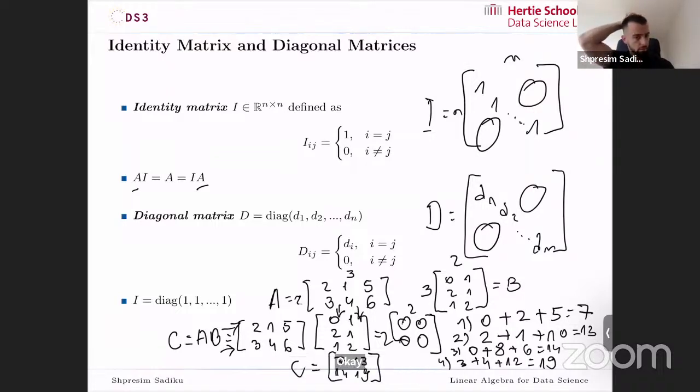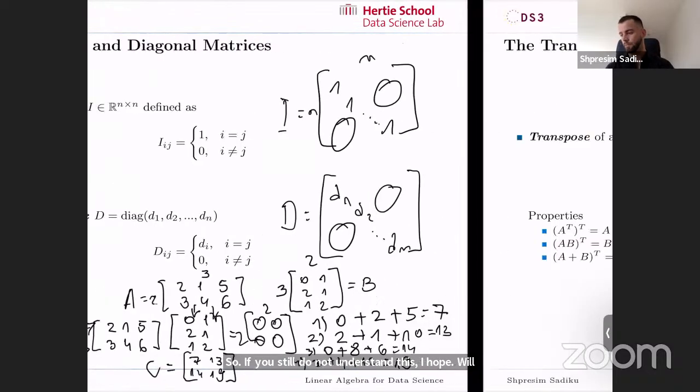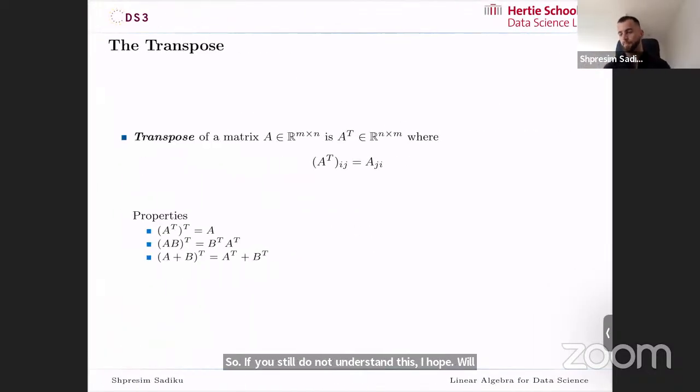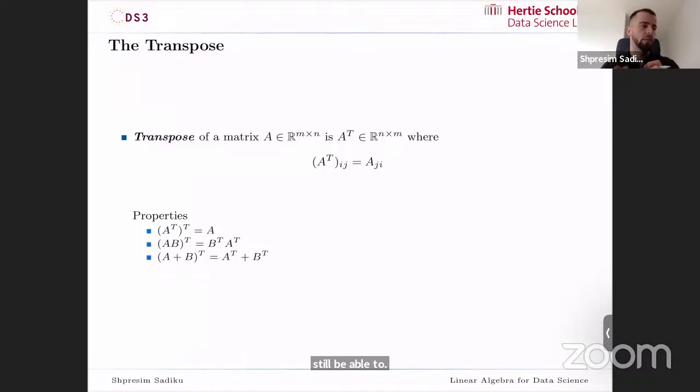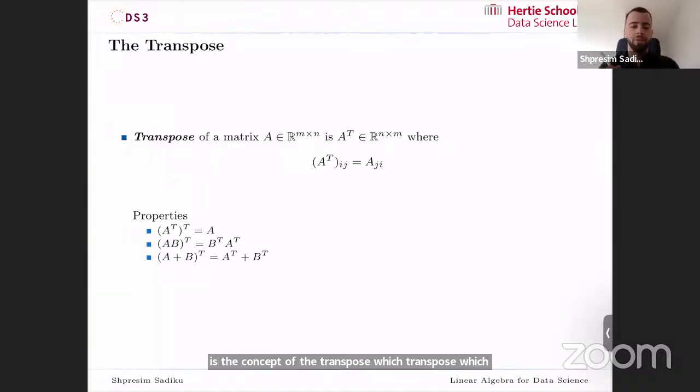Okay, I think this is clear, but I think we will have to deal with matrix multiplication again at some later point. So if you still did not understand this, I hope you will still be able to continue with the materials. All right, another important concept is the transpose, which we have actually been denoting very often so far, but we didn't give a clear definition for it.